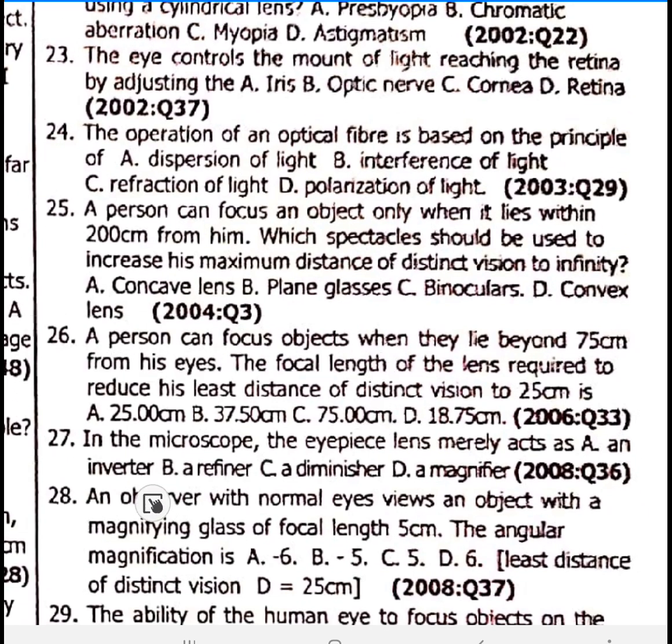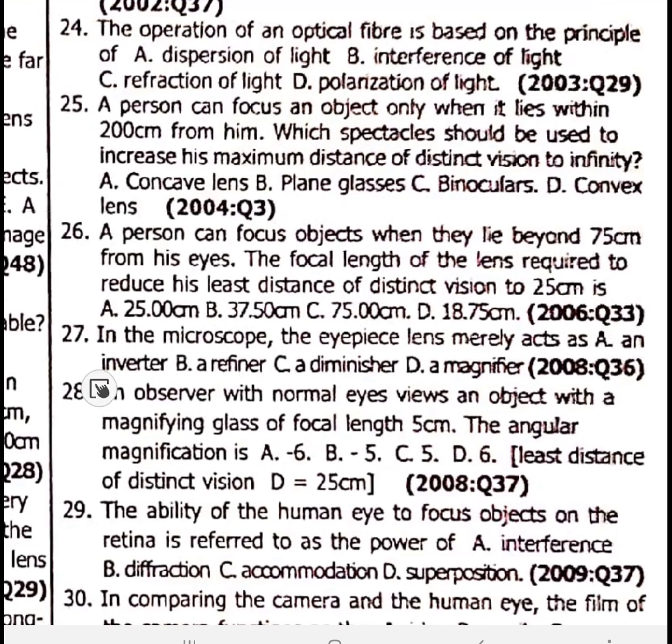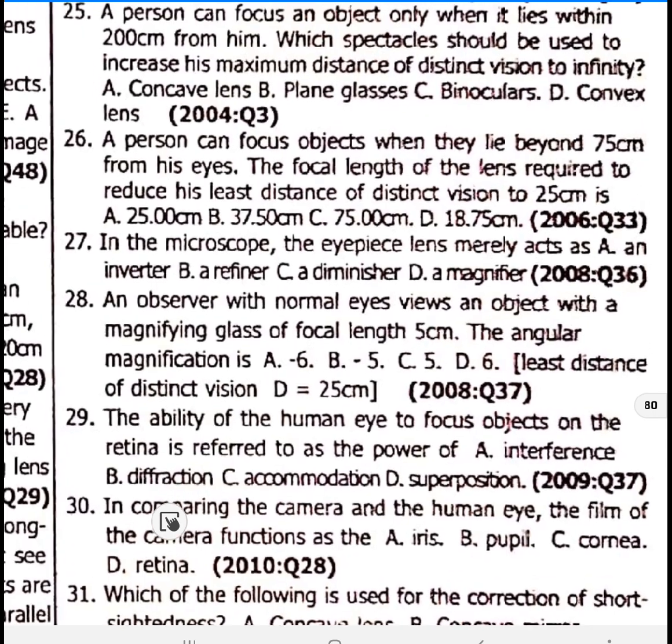27. In the microscope, the eyepiece lens merely acts as a magnifier, option D. An observer with normal eye views an object with a magnifying glass of focal length 5 centimeters. The angular magnification is, they give us the least distance, so there will be some solving there, because the angular magnification equals the least distance of distinct vision over the focal length. That would become 25 over 5. The answer will be 5.